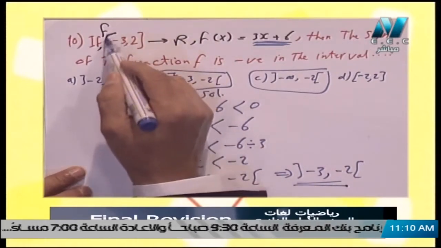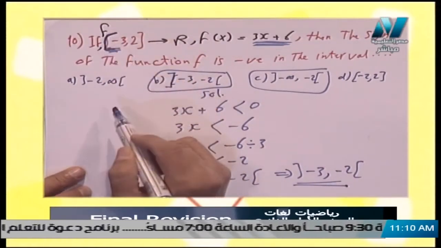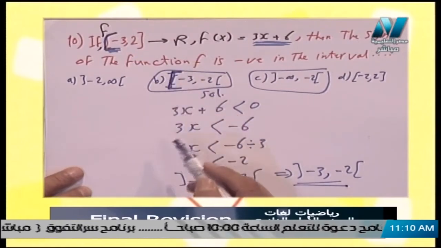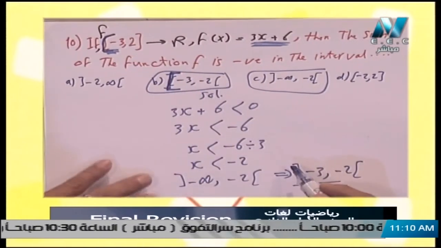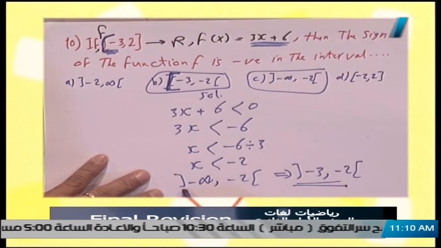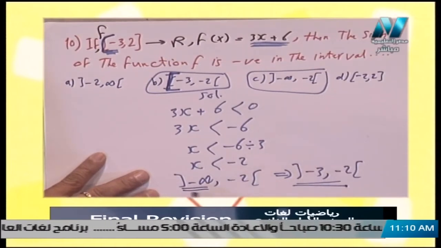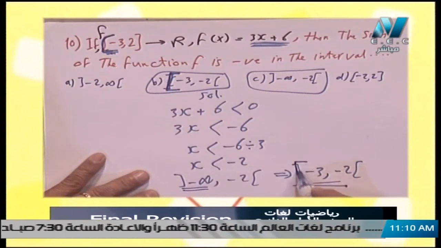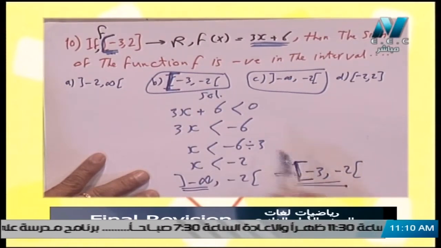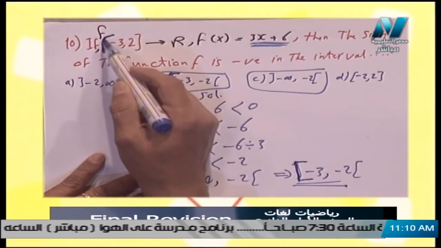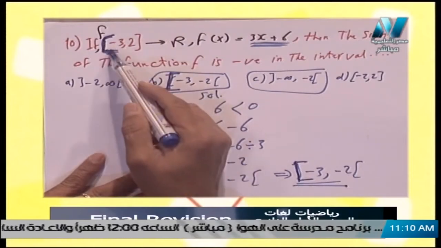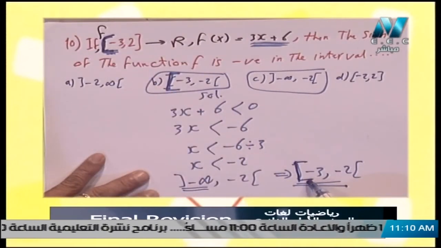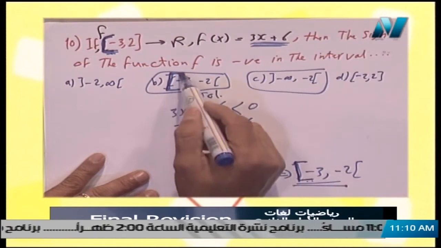And if we start here from negative 2 closed, it's possible to have negative 3 and negative 2 closed here, because we replace negative infinity by the first point, which is negative 3. So it's negative 3 closed from this part. Okay. So we'll start by negative 3 instead of negative infinity. So the solution will be negative 3 and negative 2. Okay.